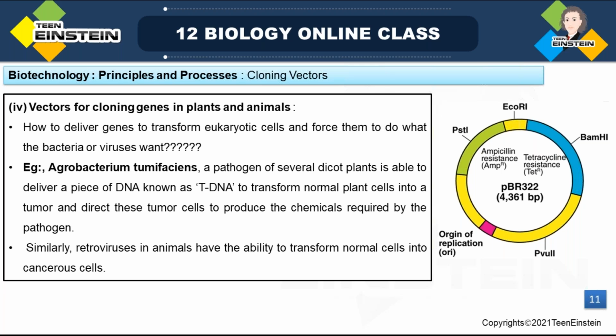Got it? So, agrobacterium tumefaciens and retroviruses, the vectors in plants and animals. In plants, agrobacterium tumefaciens is actually a pathogen. Retroviruses are also pathogens, but with the help of these pathogens, how can we transfer a gene of interest or a foreign DNA into plants and animals? That's what we need: how to make use of these pathogens to deliver the gene of interest into the eukaryotic cell.